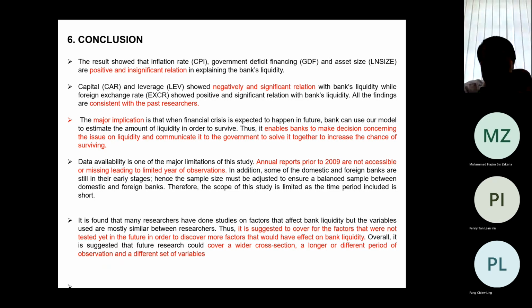Okay, talk about the future. The future, I suggest to cover factors that were not tested yet. That's why I say I test only three variables of bank specific. I test three variables of macro. Therefore, I think in future, you can add in more variables. When you add in more, it covers a wider, more cross-section and also longer period. Of course, maybe you do another 5 years time, then you can collect data for another 5 years. Instead of now, I collect only 12 years, so you can collect up to 17 years, for example. Therefore, the result might come out different again. That's basically my conclusion for this particular presentation.